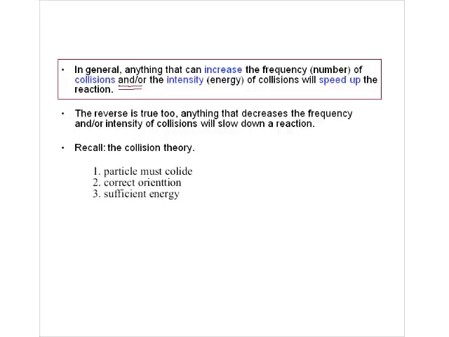Now the opposite of this will be true as well, because if we can make fewer collisions, that means we're going to decrease our likelihood that a reaction will happen. Or if we decrease the energy by cooling them down, then chances are if they do collide, they're not going to have enough energy, so nothing's going to happen. So anything that we can do to slow them down or reduce their energy will slow down the chemical reaction. So the opposite is true here. Whatever we talk about here, by speeding it up, if we do the opposite of that effect, then that's going to have the effect of slowing it down.